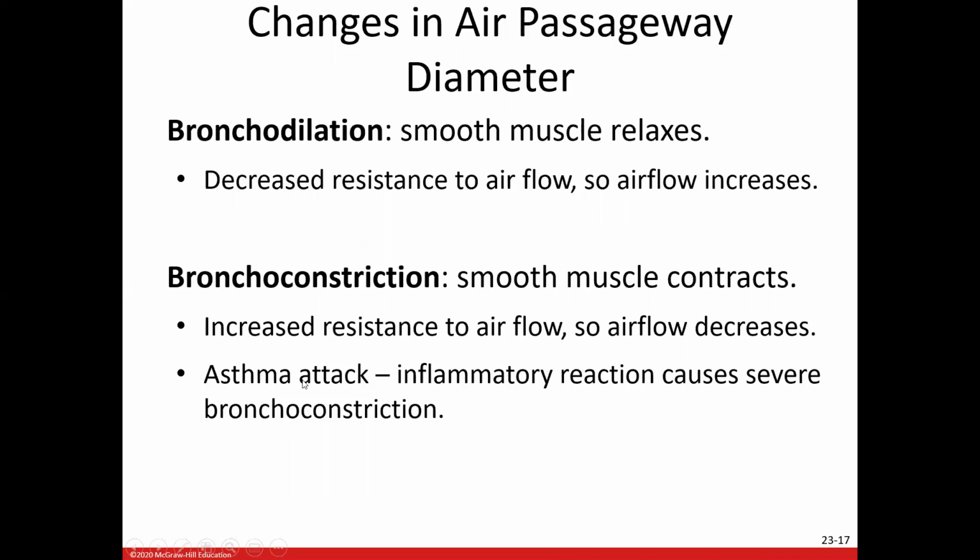So when you have some sort of irritant that causes inflammation, something that can happen is vasoconstriction in the cardiovascular system or bronchoconstriction in the bronchioles. And when that happens, that will tighten down, thus decreasing our airflow, which means it's harder to breathe, such as someone who is undergoing an asthma attack.